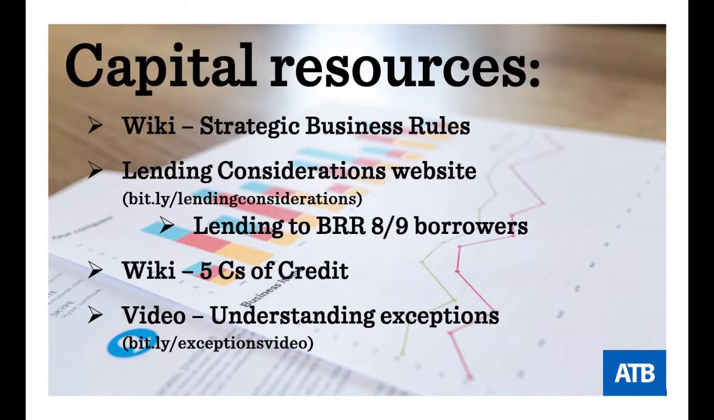Also in the wiki, search for the 5 C's of credit for tips on items to include in your loan package. And finally, you can also check out the Business and Ag video presentation, Understanding Exceptions, which discusses lending to BRR 8 and 9 clients in more detail.